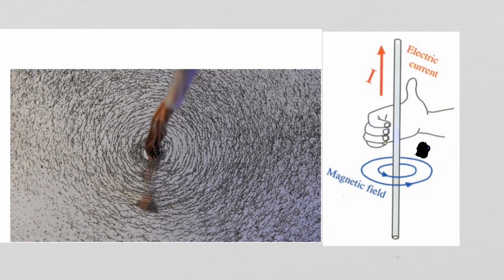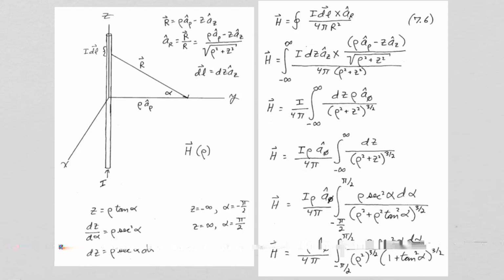We will now apply the Biot-Savart Law to this straight conductor with a current I flowing through it to find the magnetic field intensities around the wire. We'll place our conductor along the z-axis with the current flowing in the z direction. Our current element I dL then will be I dz in the z direction.